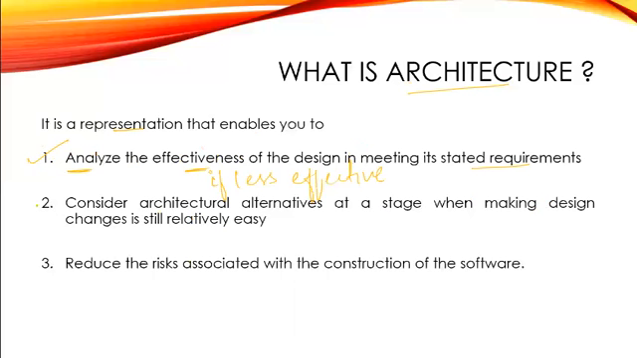Then the third one is, reduce the risk associated with the construction of the software. Now, suppose before creating an architecture, you directly go for construction of the software. If you have to make any changes within the software, it is going to cost you more. But if you're making the changes within a particular model, then it is going to reduce the cost, and it is also going to reduce the risk. So these are the three points why making an architecture is going to benefit you.